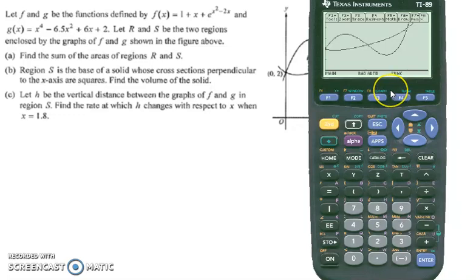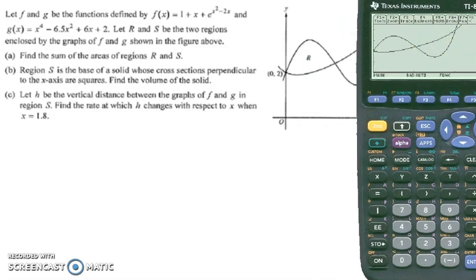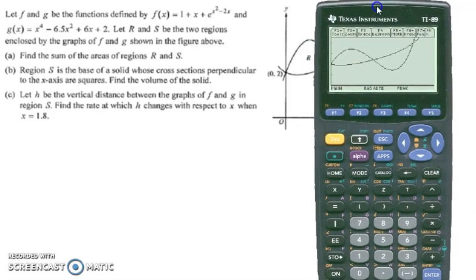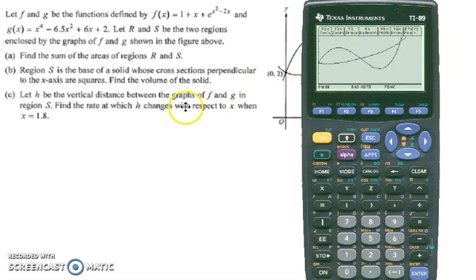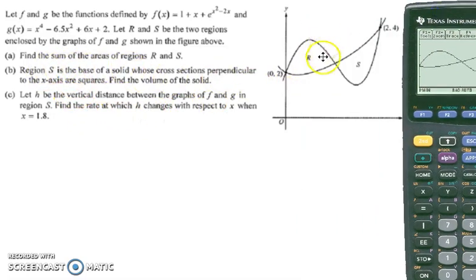Right, here we have another calculator free response problem. And this time they're giving us two functions and they gave us a graph, and I went ahead and put the graph on my calculator. So what you're seeing is the same thing that's underneath it there. And the first thing they want you to do is find the sum of the regions R and S. And R is the first region and S is the second region.